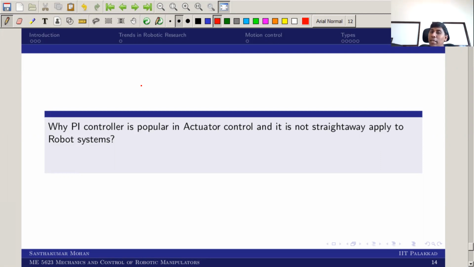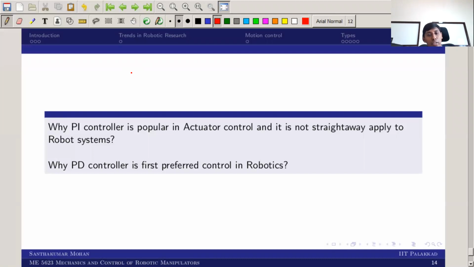So the PI control further deteriorates it, because you are adding one pole in the closed loop system at zero location or very close to zero. In the sense, the system can immediately go unstable. So that's why we use PD control. The PD control is the first preferred control in robotics, because the PD control gives damping, and if you make it a closed loop, the closed loop system is stable.